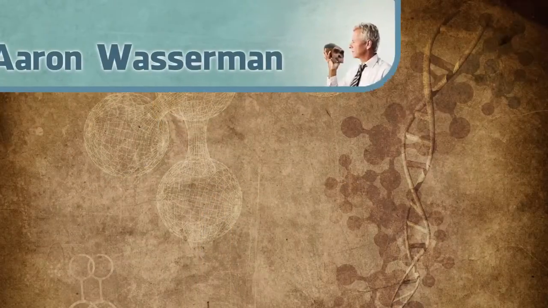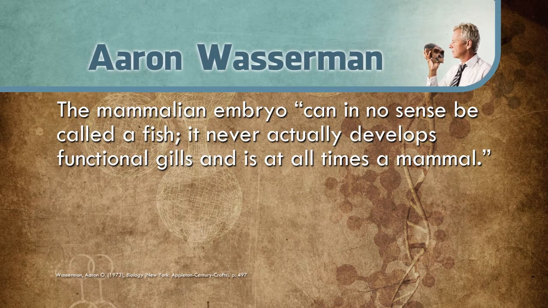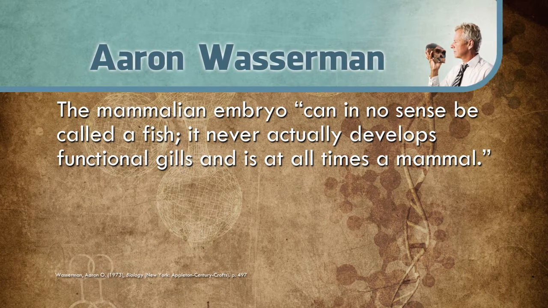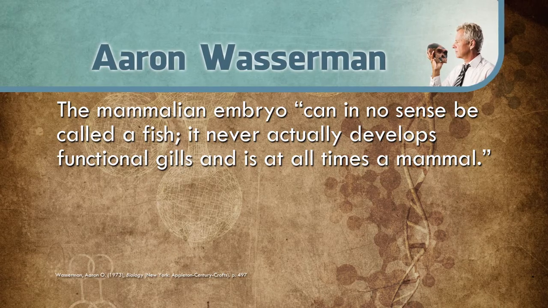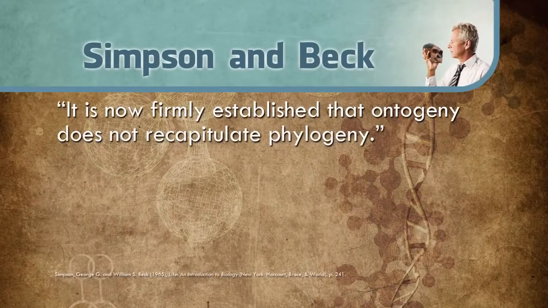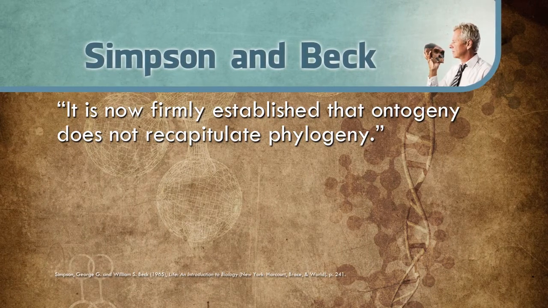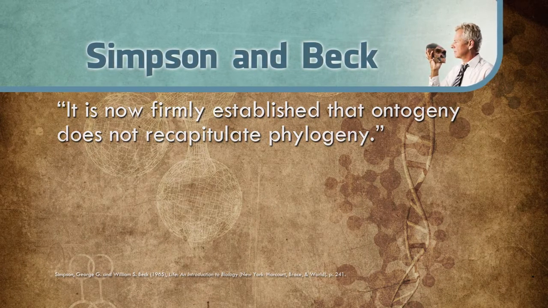Aaron Wasserman, biologist of City University of New York, said the mammalian embryo can in no sense be called a fish. It never actually develops functional gills and is at all times a mammal. Bottom line, as the famous George Gaylord Simpson and William Beck said in their textbook, Life, An Introduction to Biology, "it is now firmly established that ontogeny does not recapitulate phylogeny." So according to prominent evolutionists in the more recent past, Haeckel was wrong. Embryos don't mimic Darwinian evolution as they grow in the womb.